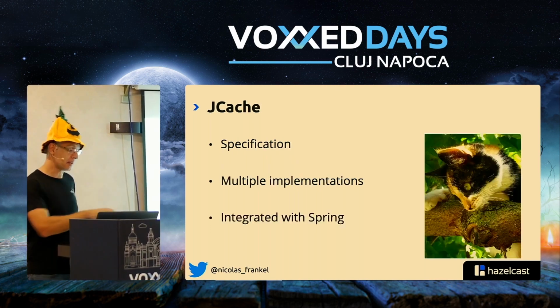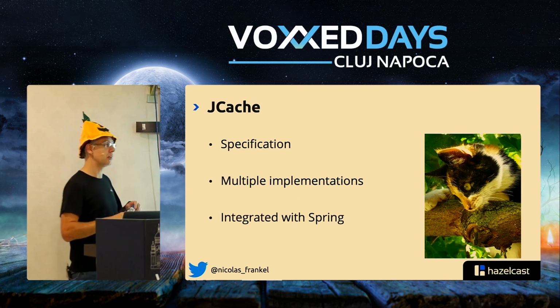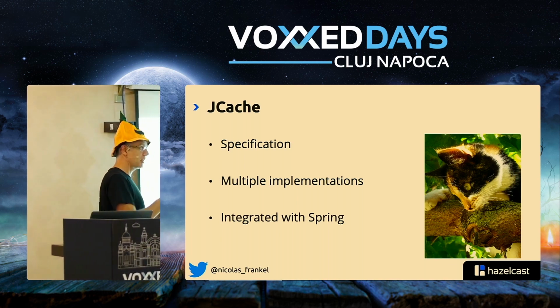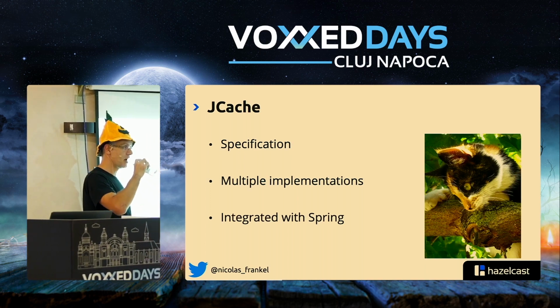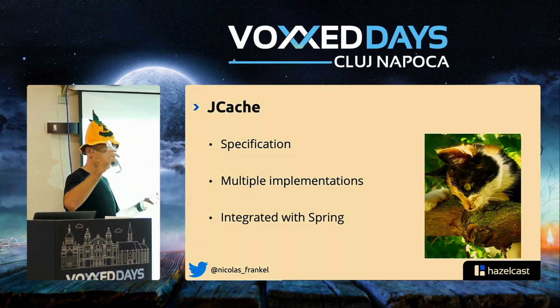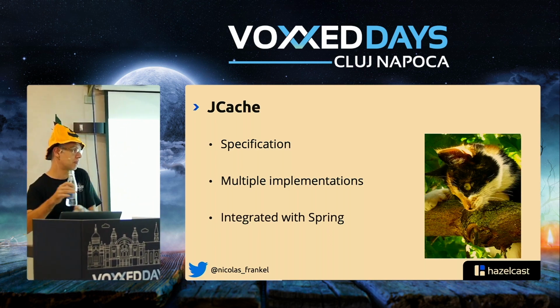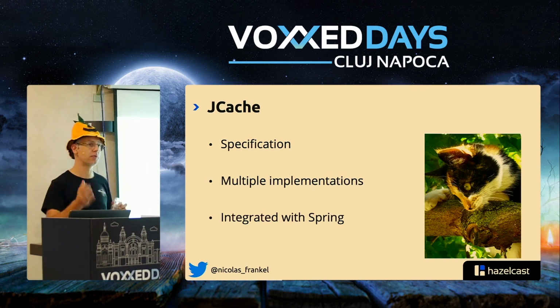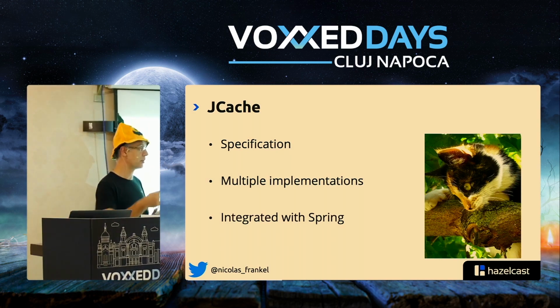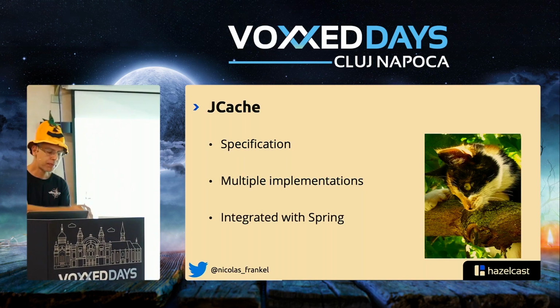JCache has a specification and has multiple implementations. And one of the JCache implementations is integrated with Spring. And Hazelcast is also a JCache implementation. So basically, everybody is happy. We can just use JCache. And if you need to change from whatever to Hazelcast or from Hazelcast to another cache provider, then it's easy. Let's do it.